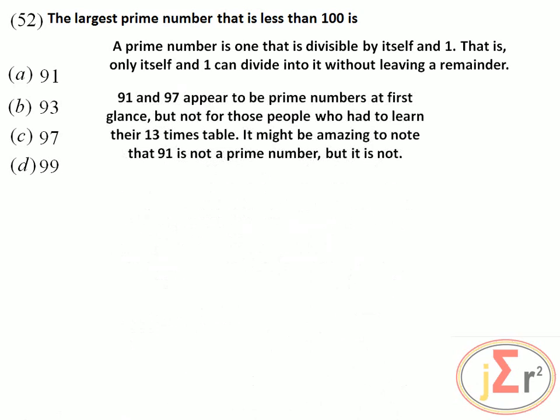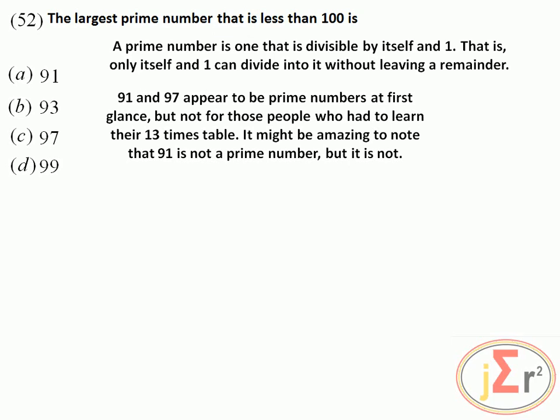91 and 97 appear to be prime numbers at first glance, but not for those people who had to learn their 13 times table. And I'm sure that we do not have anybody like this, because I did not have to learn my 13 times table when I was in primary school. Therefore, I do not imagine that anybody after my time had to learn their 13 times table. With the way things are progressing these days, I am almost sure that there is no one who needs to learn any of the multiplication tables at all.